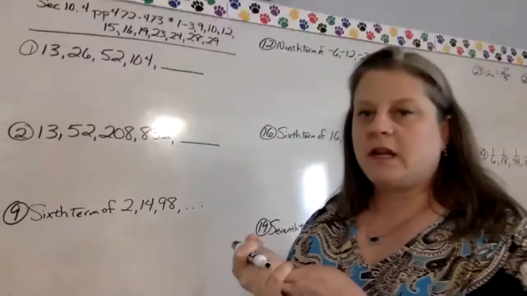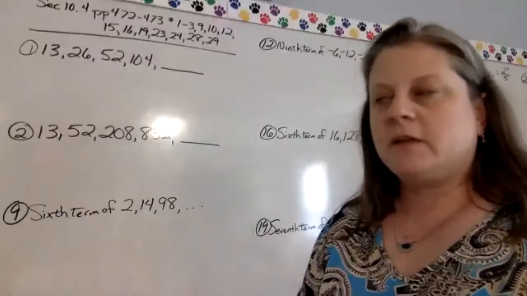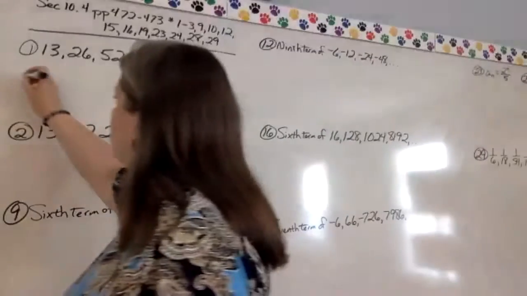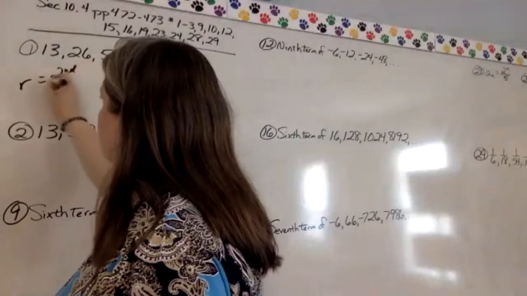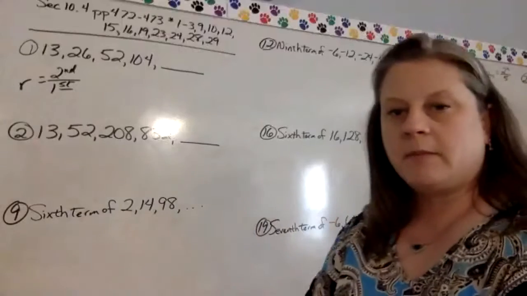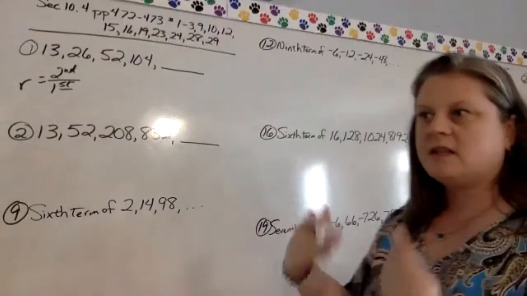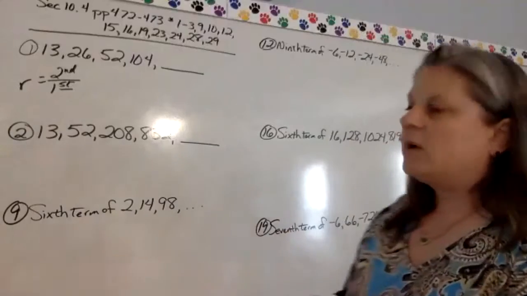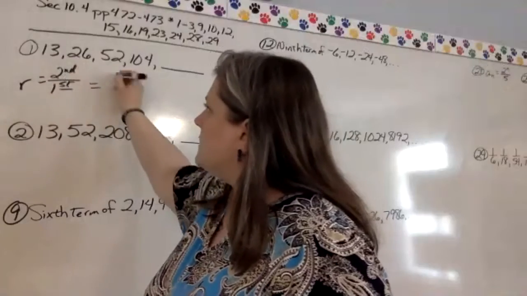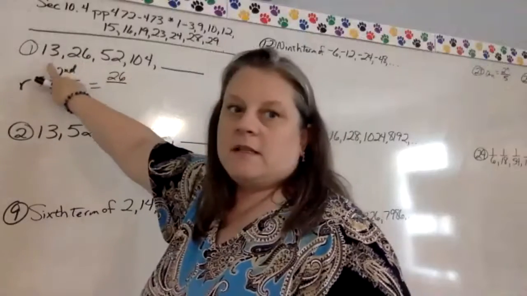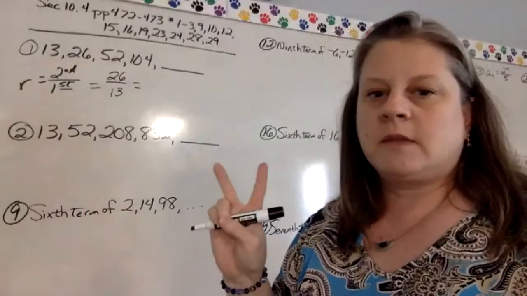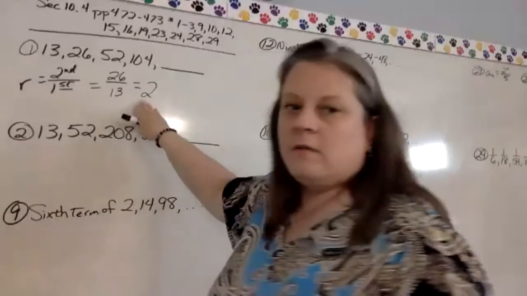To find a common ratio, it's similar to what we did for the common difference. For common difference, we took second term minus first term. So for common ratio, you're going to take second term divided by first term. Because it's something you're multiplying by, and the opposite of multiplication is division, we'll divide to find what it is. Our second term in the sequence of number 1 was 26. Our first term was 13. So 26 divided by 13 is just 2. So my common ratio is 2.